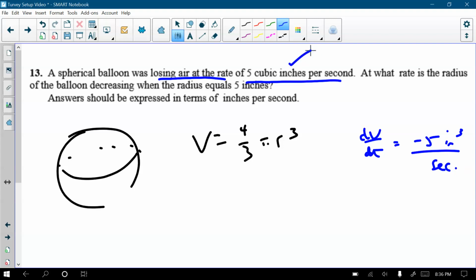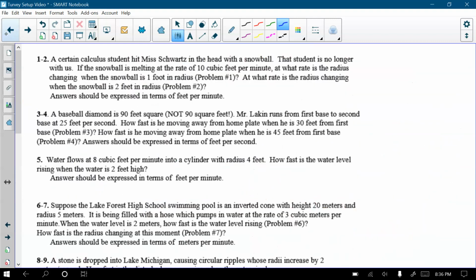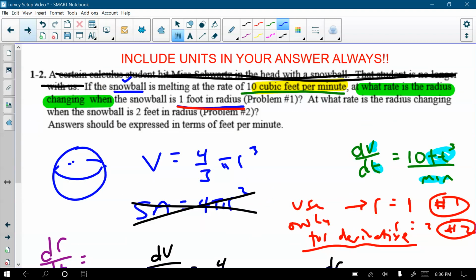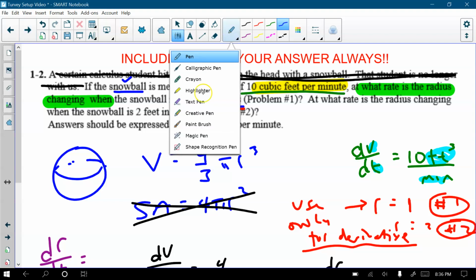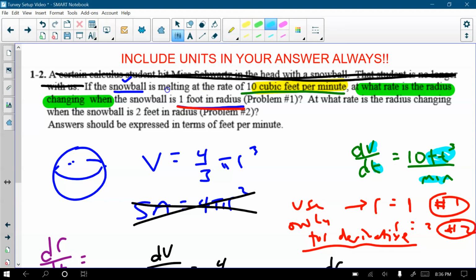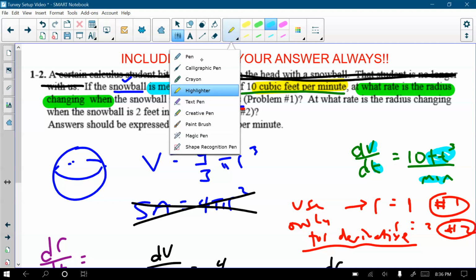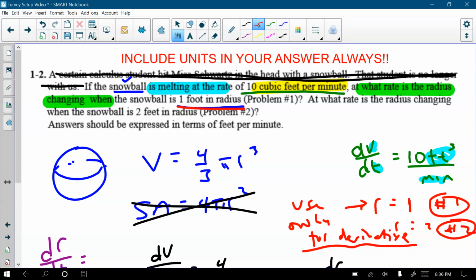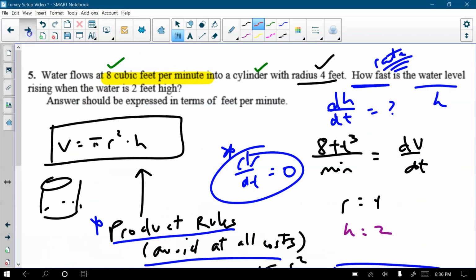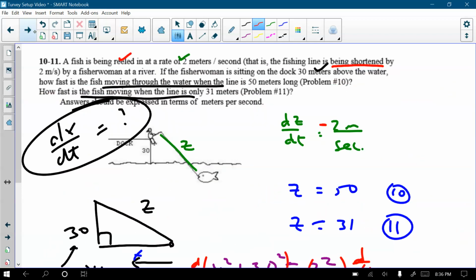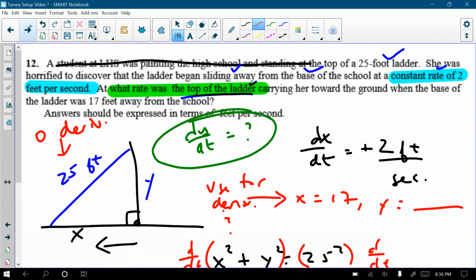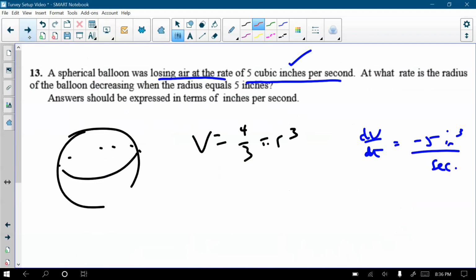Yeah, that's right. I want to go back to number 1. I want to check something because I want to make sure I didn't mistake anything. Yeah, I did. If the snowball is melting, oh my gosh, clumsy Mr. Lakin. If it's melting at the rate, that value should be a negative value. Shame on me, Mr. Lakin. For those of you that caught that, good job. Hope I don't have any other mistakes. Too late now. If I do, bring them to my attention, and the first one will get some extra credit if I made any mistakes in the video.